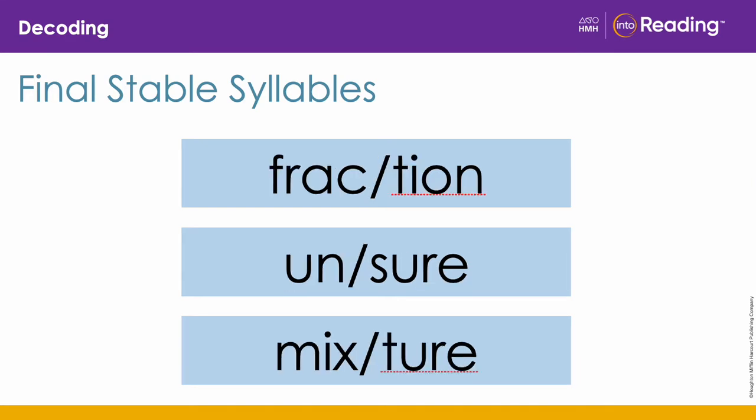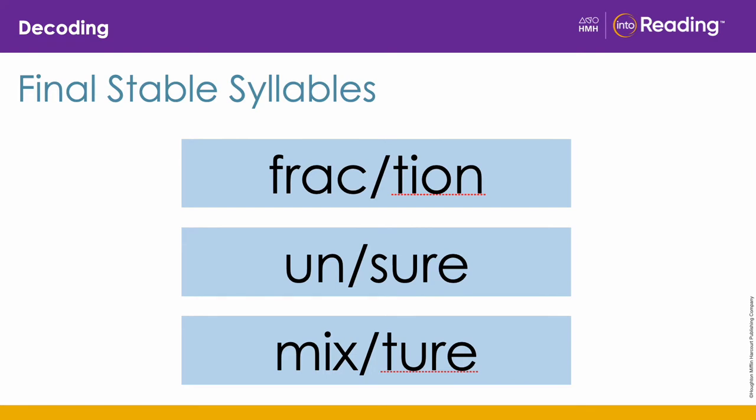To read a word that ends in T-I-O-N, S-U-R-E, or T-U-R-E, divide the word before the final syllable. Let's try reading the words aloud. The first word is fraction, fraction. I see the final syllable T-I-O-N, so I'll divide the word before the T-I-O-N. Now I can sound out each syllable. The first syllable is frac. The final syllable is shun. Let's read the word together.